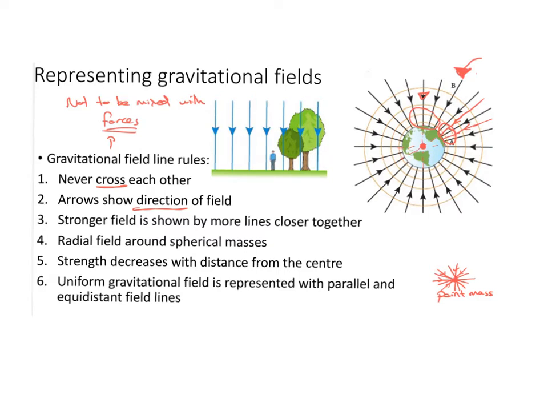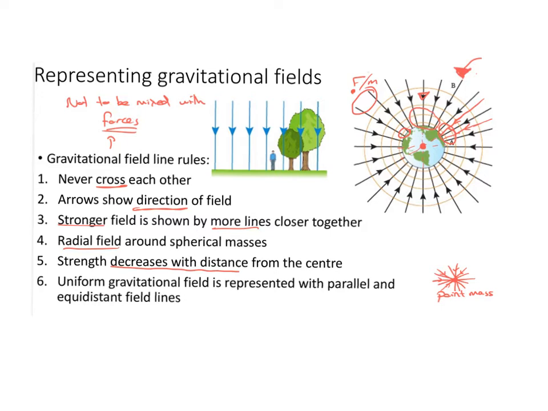So stronger fields are shown by more lines. Radial fields is what every point mass will have, or Earth, or the Moon, or the Sun. The strength does decrease with distance from the center. So you can notice that, for example, here the lines are closer together, but here they're more spread away from each other, which means that a mass here will experience a smaller force per unit mass.